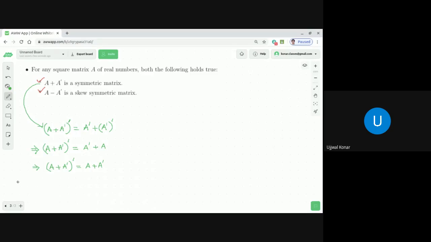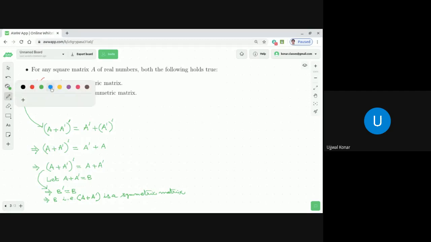What I want to say is that if we assume A plus A transpose is equal to B, then we conclude that B transpose is equal to B. If B transpose is equal to B, then what can we conclude? This implies B is a symmetric matrix. But what is B? B is nothing but A plus A transpose. That is, A plus A transpose is a symmetric matrix. I hope you got a very clear idea.